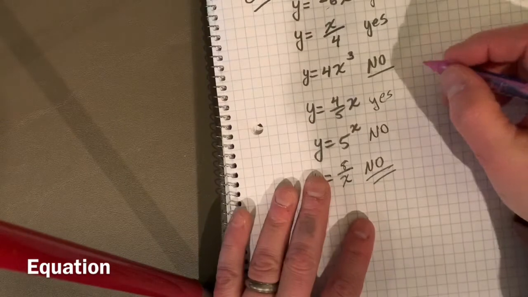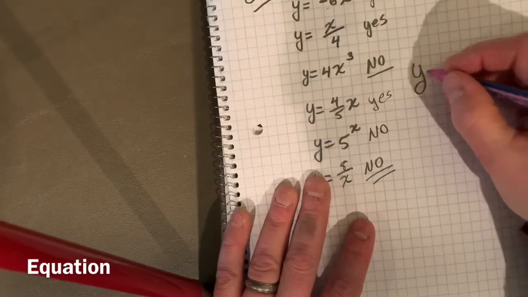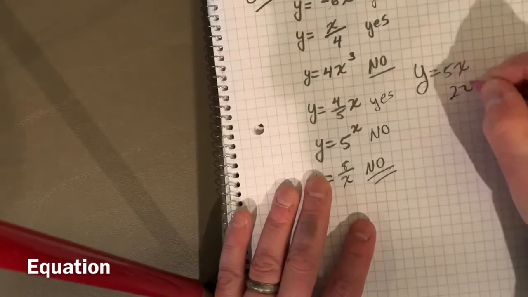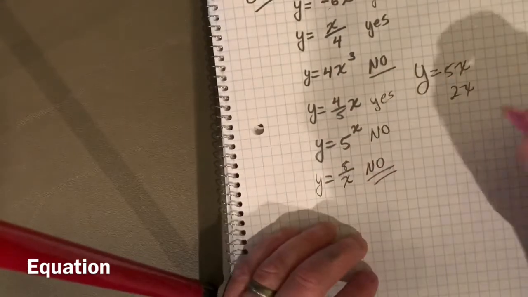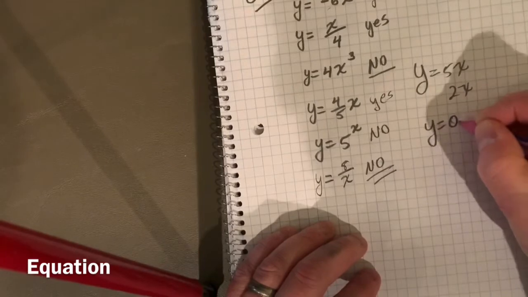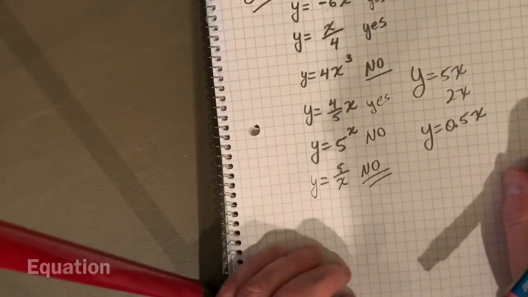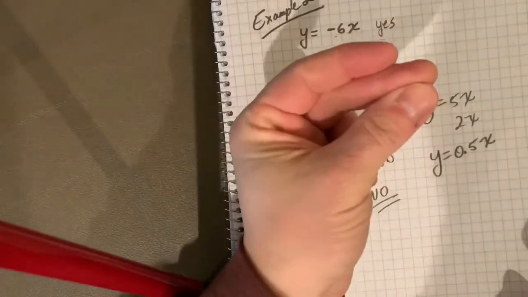Anytime it's a direct variation, we would have something that is multiplied by x, whether it be 5x, 2x, or a fraction, decimal, it's perfectly fine. Even if you saw something like this, a decimal, it's perfectly fine. This is a direct variation. Now let me go to the last example.